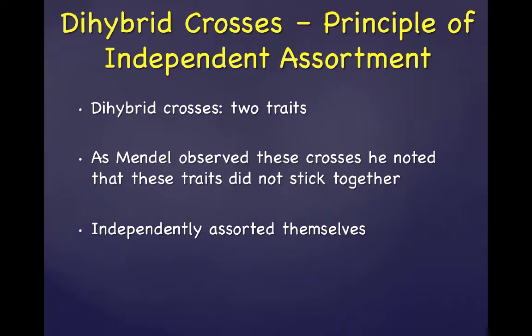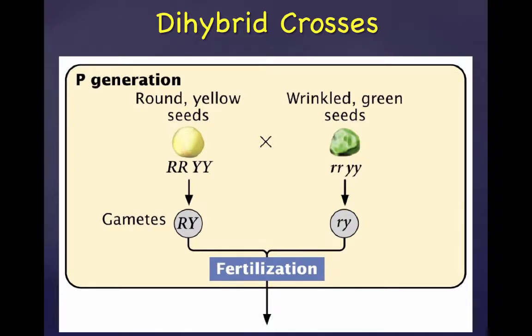So, as we proceed into the last section of this chapter, we're going to look very quickly at dihybrid crosses, which we ended the last section with. And just keep in mind that this is really where the principle of independent assortment came from. So, a dihybrid cross is actually looking at two traits.